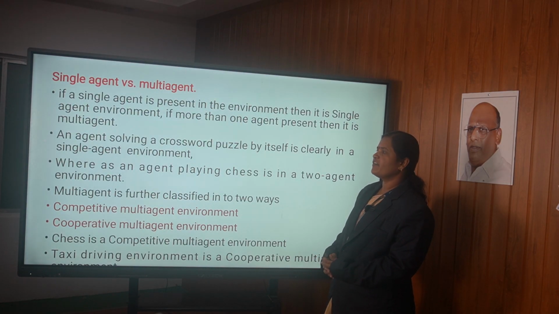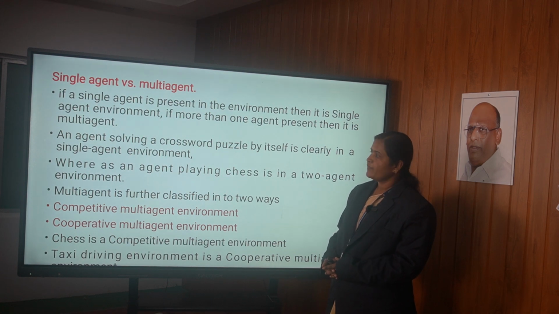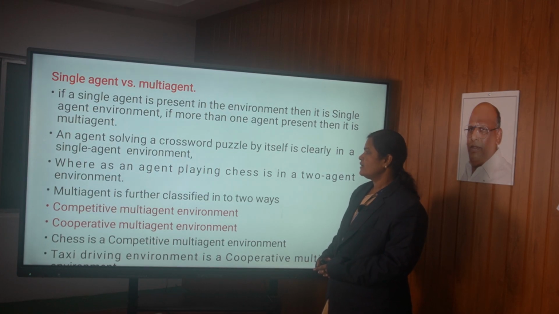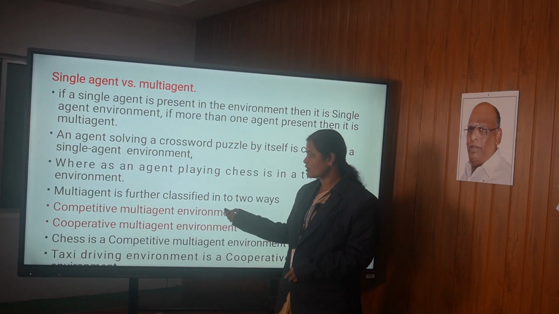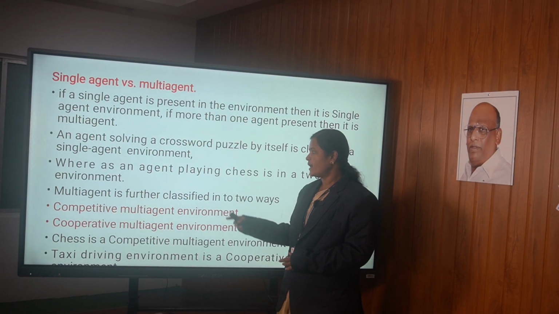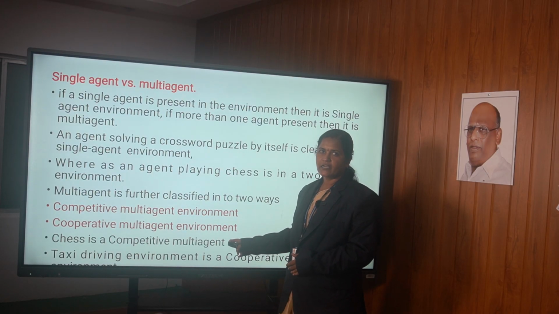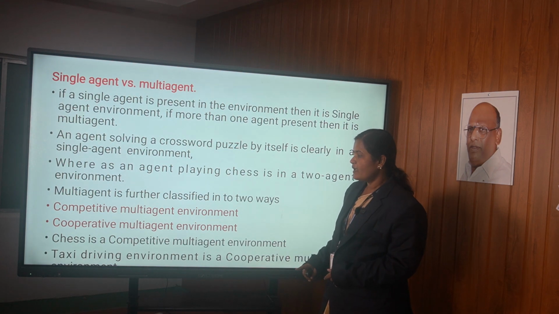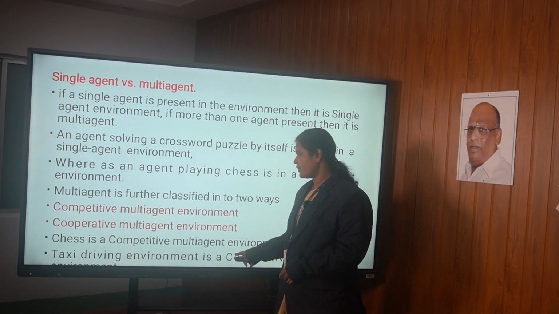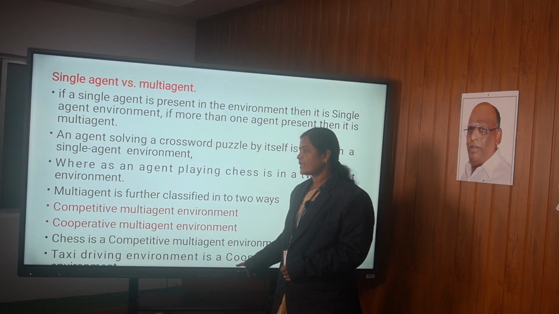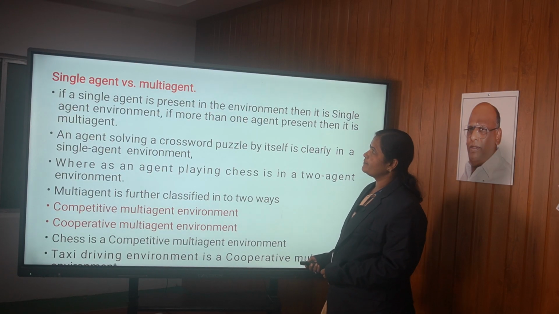And whenever only one agent is involved, then it is called single agent. If more than one agent is involved, then it is called a multi-agent environment. So usually a crossword puzzle comes under a single agent environment, and playing chess comes under a multi-agent environment. A multi-agent environment again has 2 types, that is competitive and cooperative. Whenever there is a competition like playing chess, that comes under a competitive multi-agent environment, whereas in taxi driving there should not be any competition. There should be cooperation between the agents. That is why taxi driving comes under a cooperative environment.